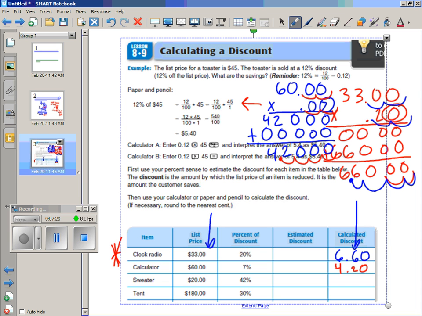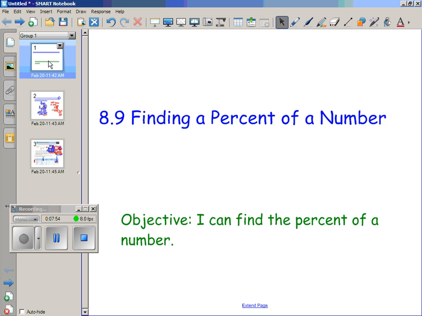Okay, so I would like you to try to figure out the sweater and the tent. The sweater says it is a list price of $20 and it's 42% off. And the tent says it's originally $180 and it's 30% off. So tomorrow I would like you to come with those 2 problems completed, and then we will go over them together in class.